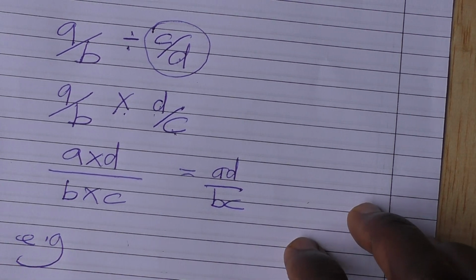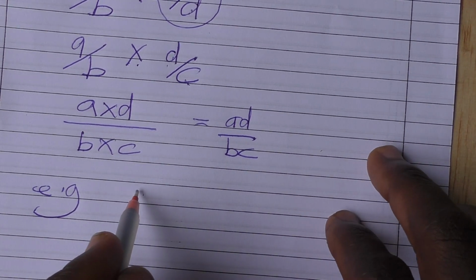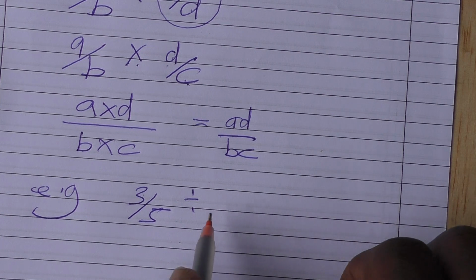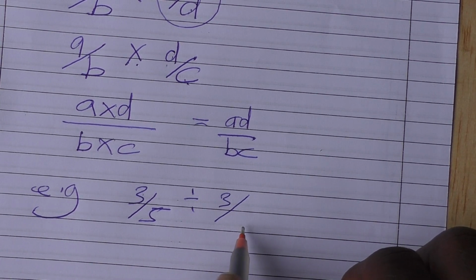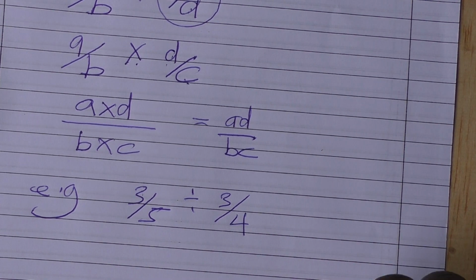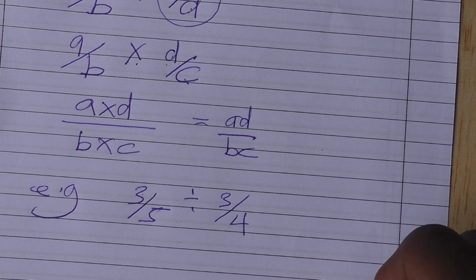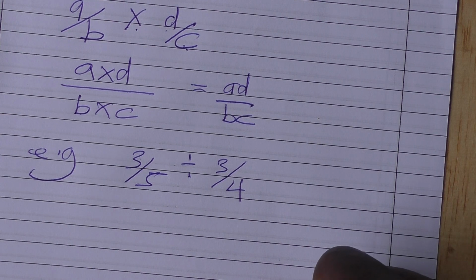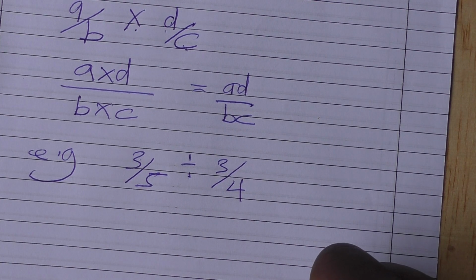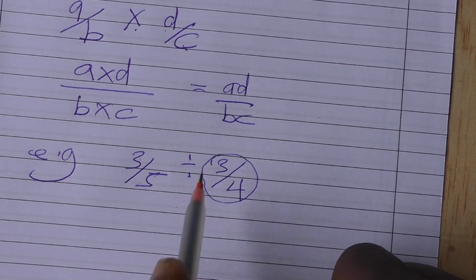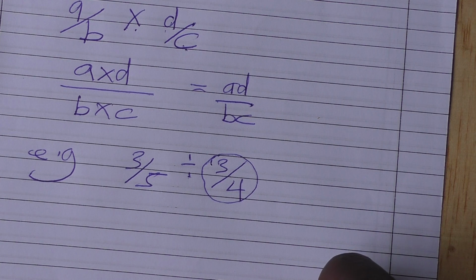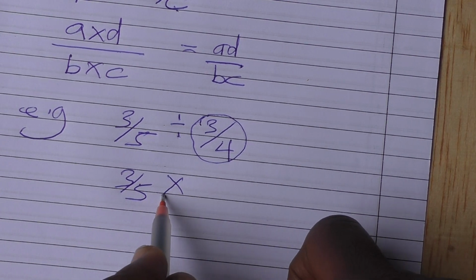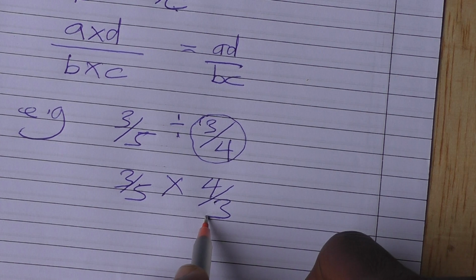E.g., we may have 3 over 5 divided by 3 over 4. The division is going to change to multiplication. And similarly, the second fraction will be interchanged to its reciprocal. That is to say, we shall have 3 over 5 times 4 over 3.